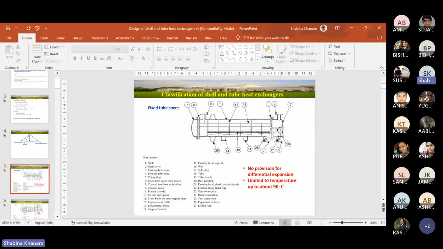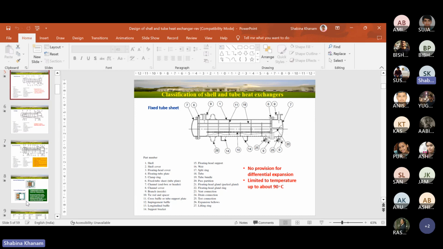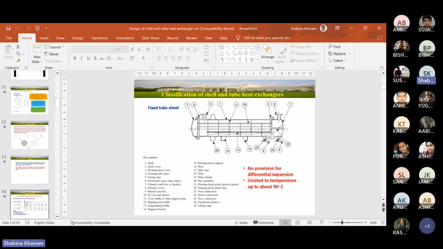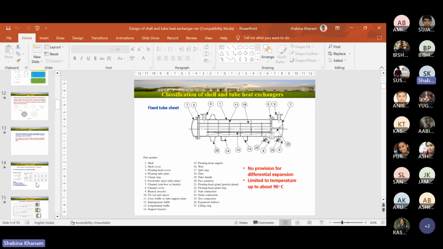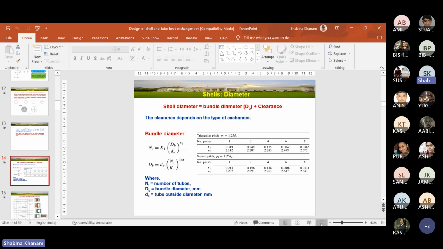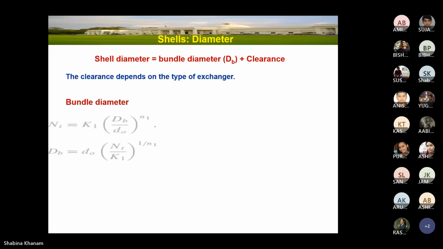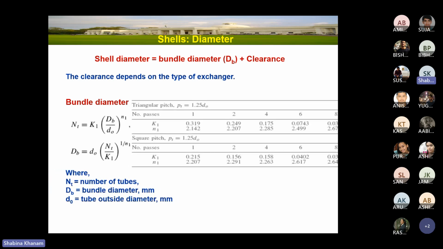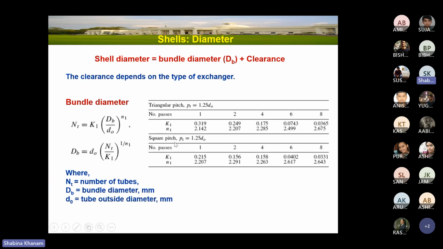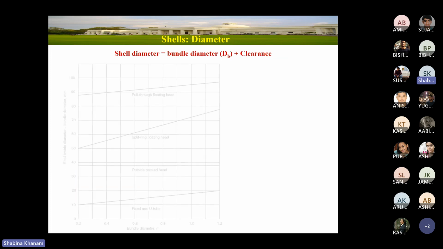Therefore, the partition plate, though it is not part of the bundle, will participate in calculation of bundle diameter, because that space in the bundle you need to keep empty. Okay, because there will not be any tube. Therefore we can have this bundle diameter depending upon the passes and pitch. So I hope things are clear to you. This is the bundle diameter, and then I'm having the clearance.